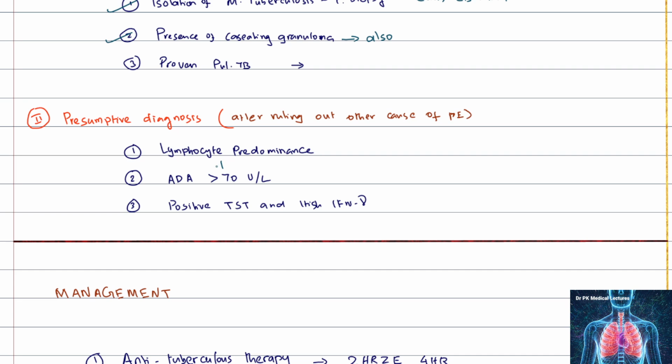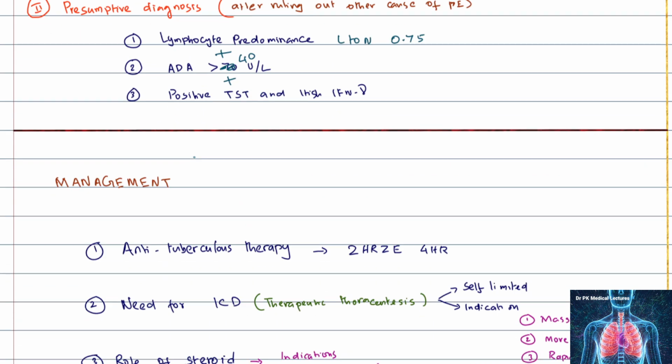Number 1, lymphocyte predominance with lymphocyte to neutrophil ratio more than 0.75, with the value of adenosine deaminase more than 40 units per liter, along with the supportive tests that are positive tuberculin skin test and high interferon gamma. This is how a presumptive diagnosis of tuberculous pleural effusion is made.